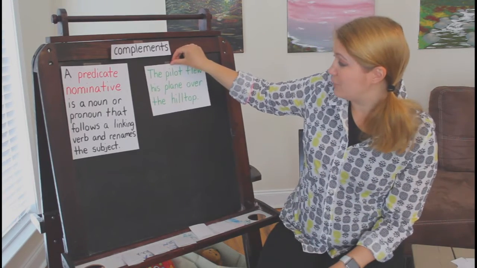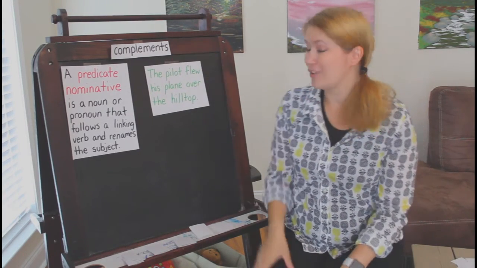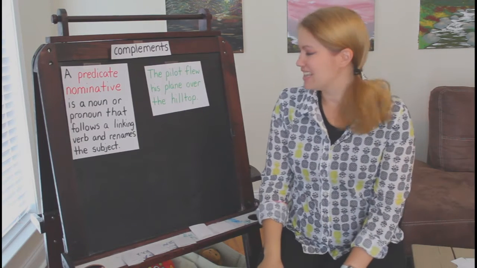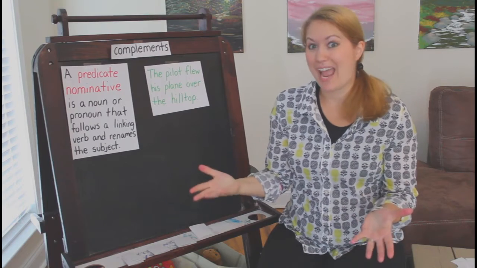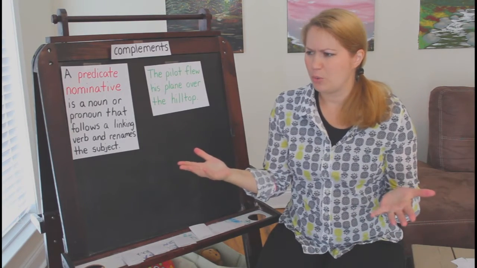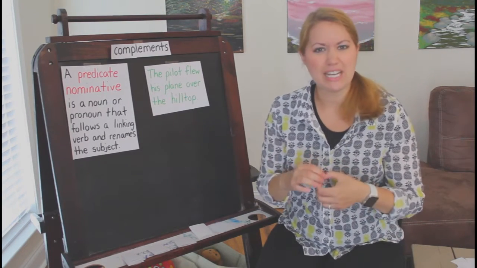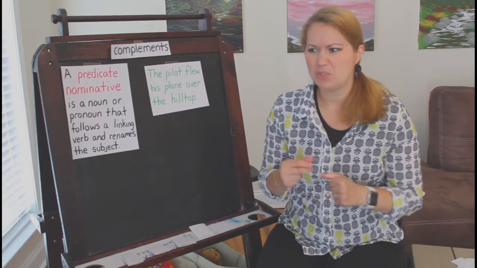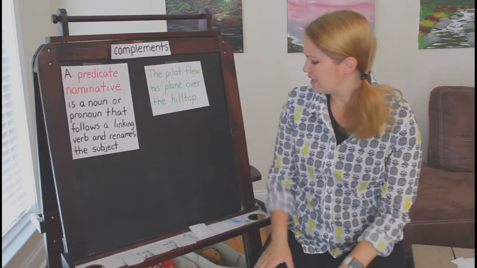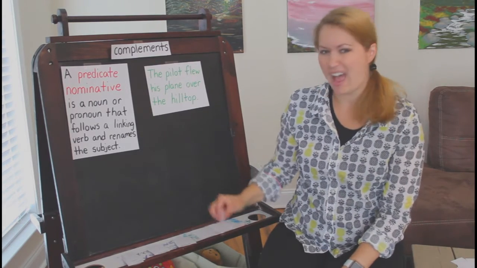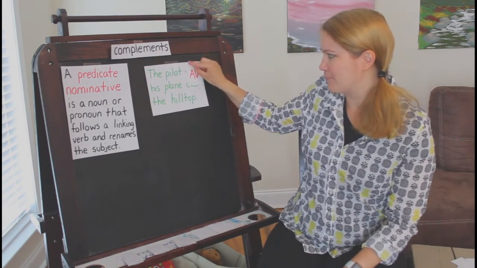The pilot flew his plane over the hilltop. Okay, let's look for our verb. What kind of verb do we have? Flew. Flew isn't really connecting two parts. Flew is an action word. It's something you can do. This one's a little bit tricky. We actually have an action verb.